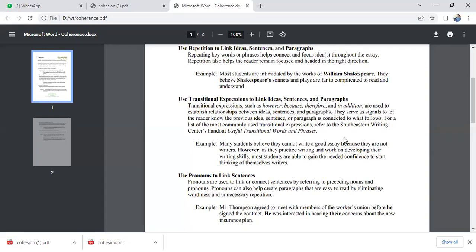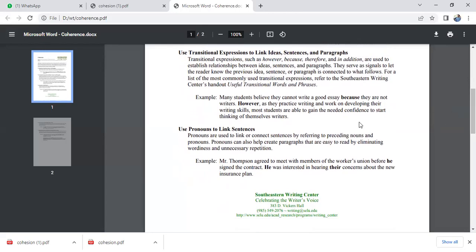Remember, many transitional devices are referred to in the Southeastern Writing Center handout. Fine. For example, the example is given: many students believe they cannot write a good essay because they are not writers. For example, if I say, many students believe they cannot write a good essay, they are not writers, if I do not use the word because, there would be a confusion. Fine. In order to eradicate this confusion, I will use the transitional expression because here.